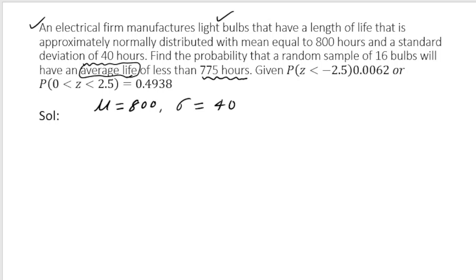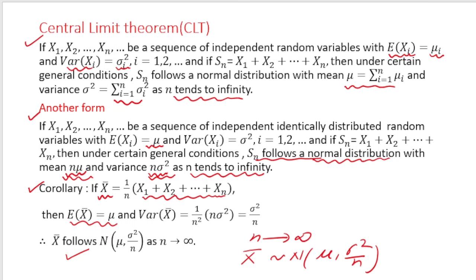Now I want to show you the central limit theorem statement again, and in this I am going to use the corollary of central limit theorem, that I am going to look at the average life, that is x bar, right? So here it is clear that x bar follows the normal distribution with mean mu and variance sigma square by n. I will explain it slightly again.